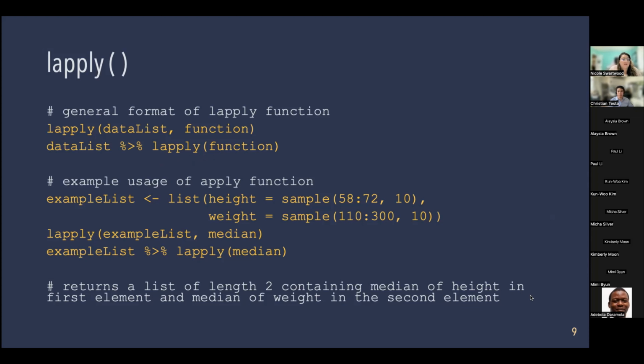Here we also see an example usage of the lapply function to determine the median height and weight stored in this list that I've created here as an example. This execution here will return a list of length 2, which contains the median of the height in the first element of the list, because that was the first element of the input list, as well as the median of the weight in the second element of the list.